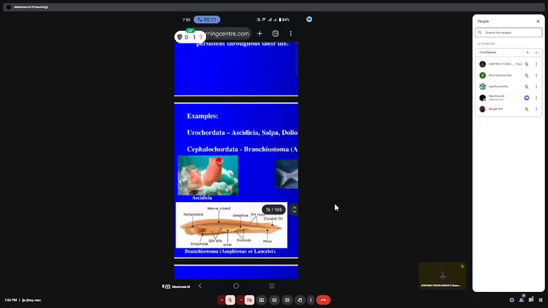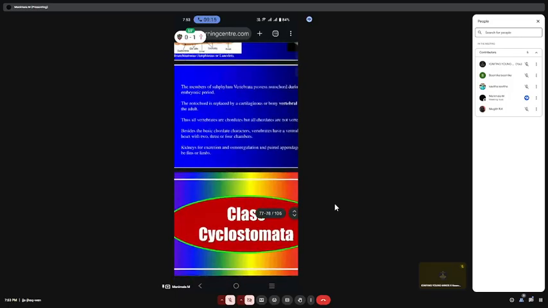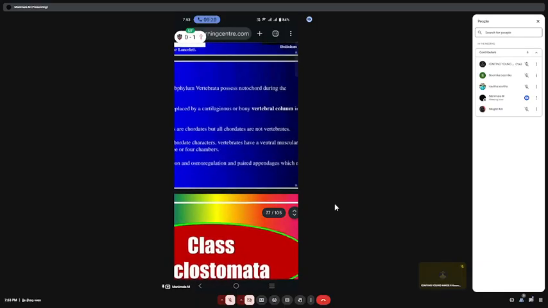The next one, we are going to the third subphylum, the members of subphylum Vertebrata. They possess a notochord during the embryonic period. When male and female gametes fuse together, the zygote is formed. Later the zygote divides to form the embryo. From that embryonic stage itself, the notochord will be present.